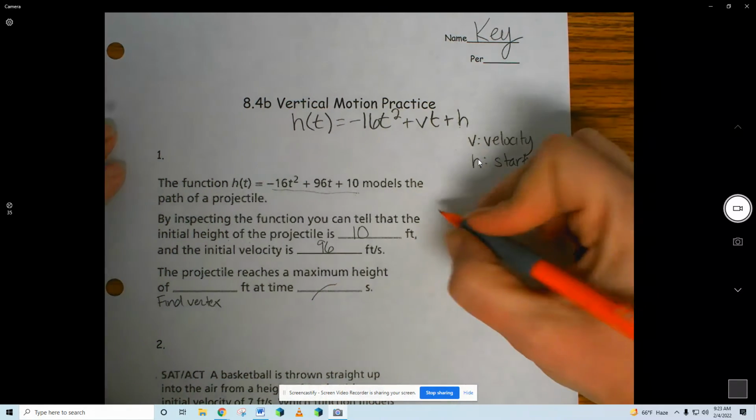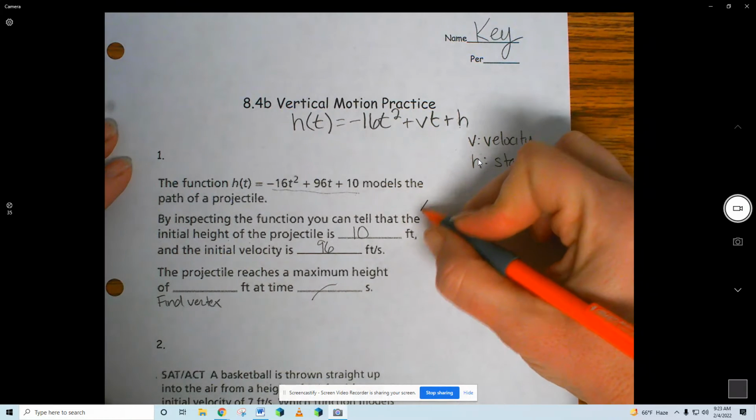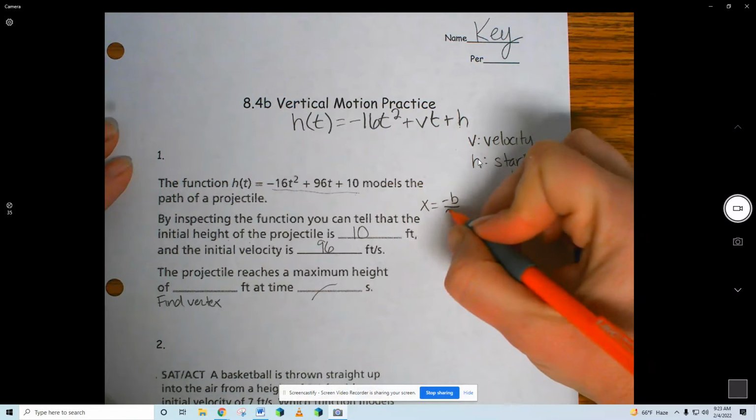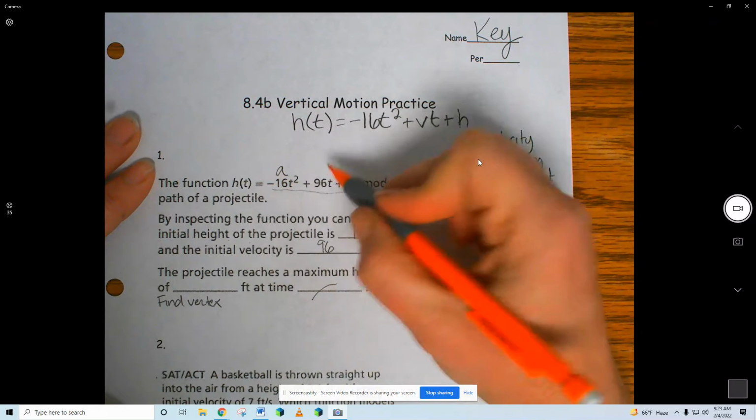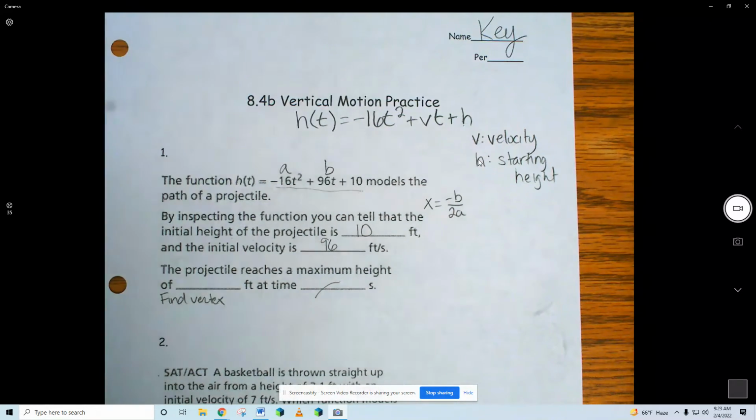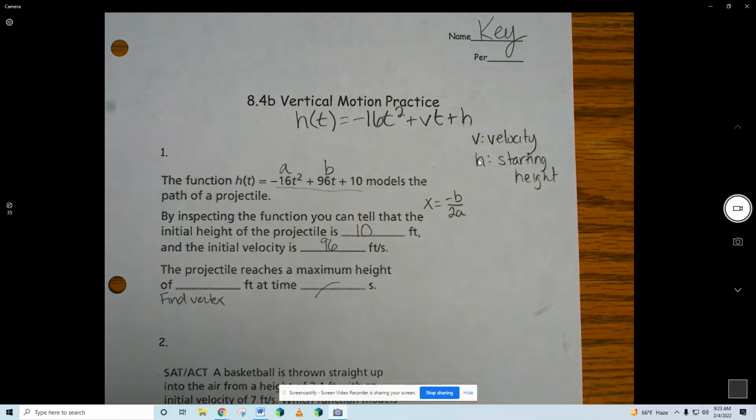Here we go. X equals negative b over 2a. A is negative 16. B is 96. You guys can use calculators on this. So if you need to pause the video right now and go to the front of the room and get your calculator, go ahead and pause the video right now.